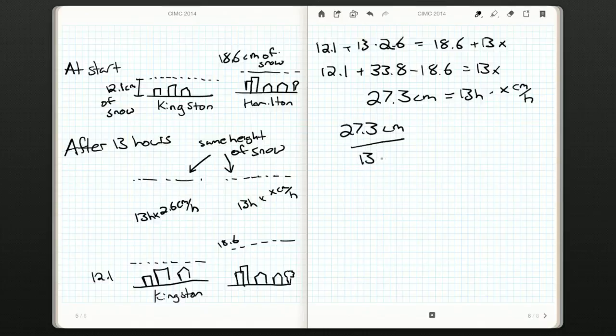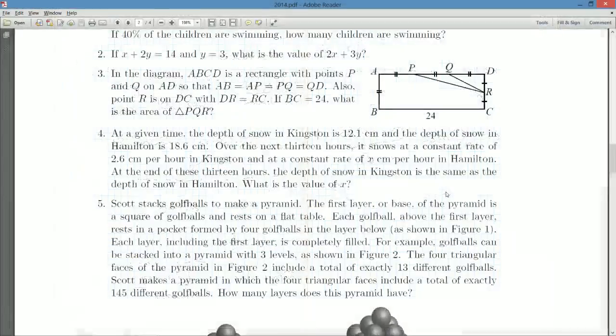So 27.3 centimeters over 13 hours equals 2.1 centimeters per hour, which equals x centimeters per hour. So x is equal to 2.1. And as that is all we are asked for in the question, let's just make sure, what is the value of x? Bam. We read through the question right. We have all our numbers right. 12.1, 18.6, 2.6. Okay, all the numbers were correct.